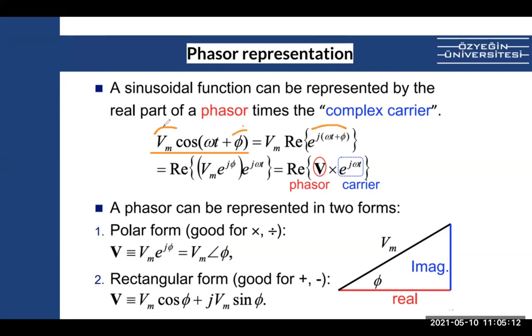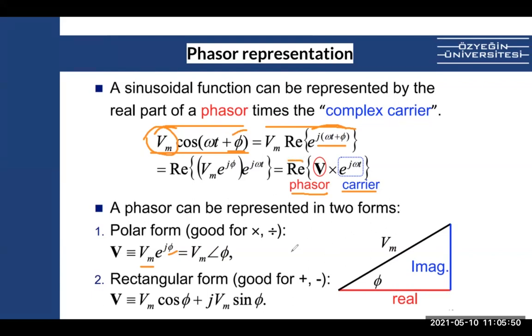The representation of cosine is the real part of an Euler representation. So you take magnitude and the phase, and that becomes your phasor. So this phasor carries the Vm and the phase inside of it. And if you want to take a reverse phasor, basically a reverse transform, then you multiply it with the carrier and then take the real part of it, and it becomes a cosine.